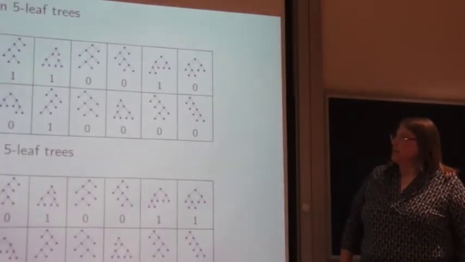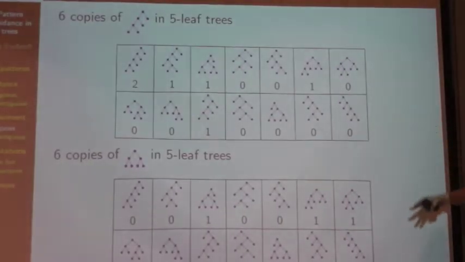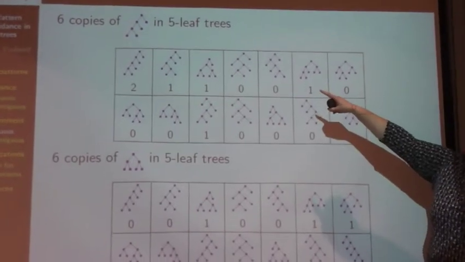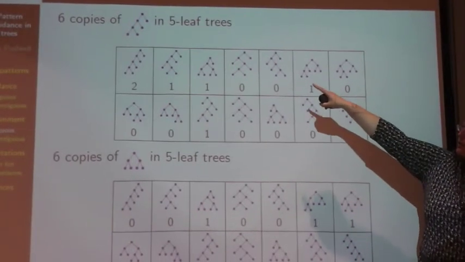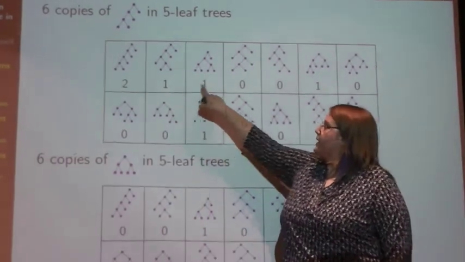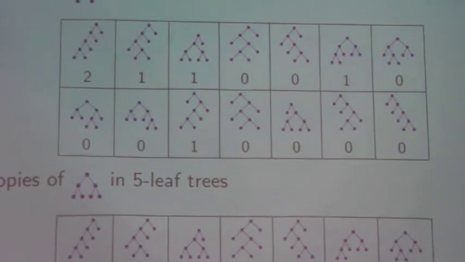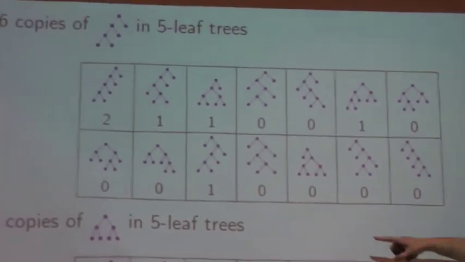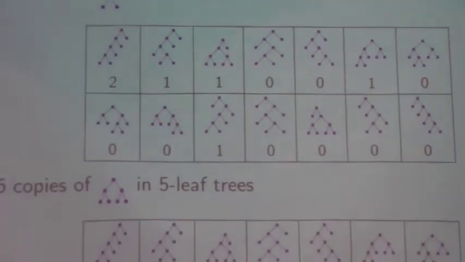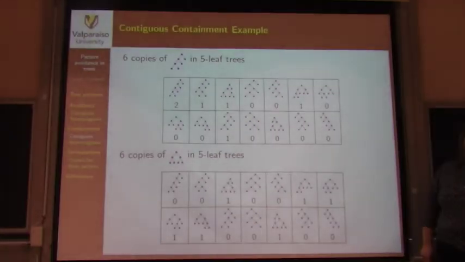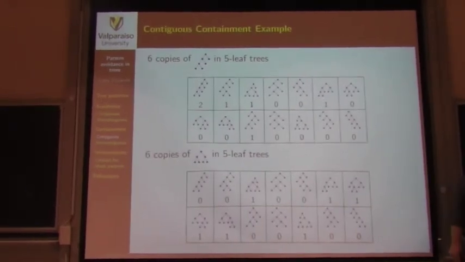And to illustrate, here are the 14 5-leaf trees copied twice over. Up here I've listed the number of copies of that tree at the top in each of them. So there's 2 copies of it here, 1 here, 1 here, and so on. Down here I've listed all the 5-leaf trees, but with the number of copies of that symmetric 4-leaf tree. And again, the distribution is totally different, but the total number of copies is the same and agrees with the result on the previous slide.